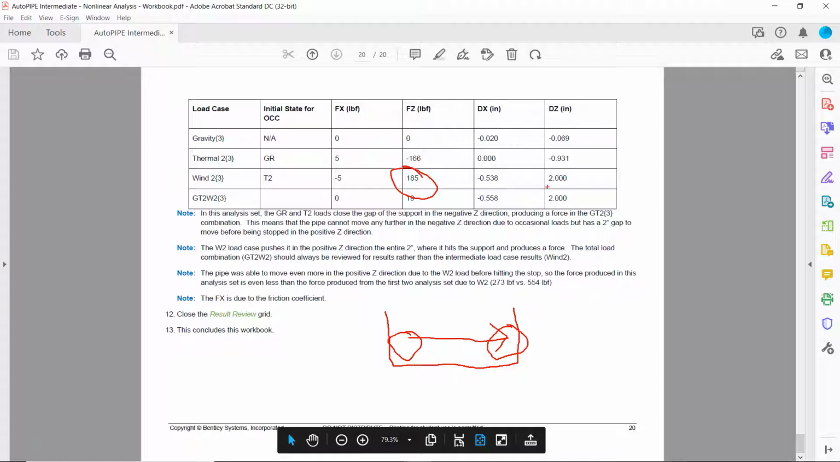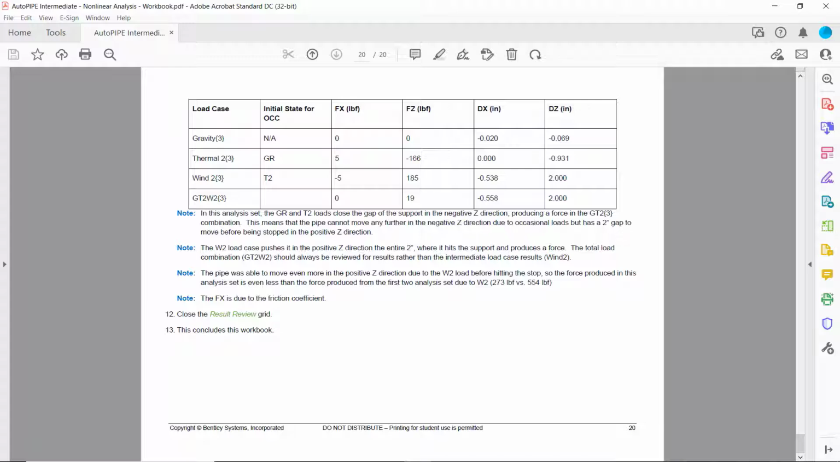Again, you see that because the pipe had more room to move in the positive Z direction due to the wind load, this load of 185 is less than the 273 that we saw in the last example and the 554 pounds in the first example with the gravity load case. So I hope this example helps to make sense about load sequencing and being sure to understand what loads are being applied in each analysis set and in what order. And that will really help you to understand your results better.